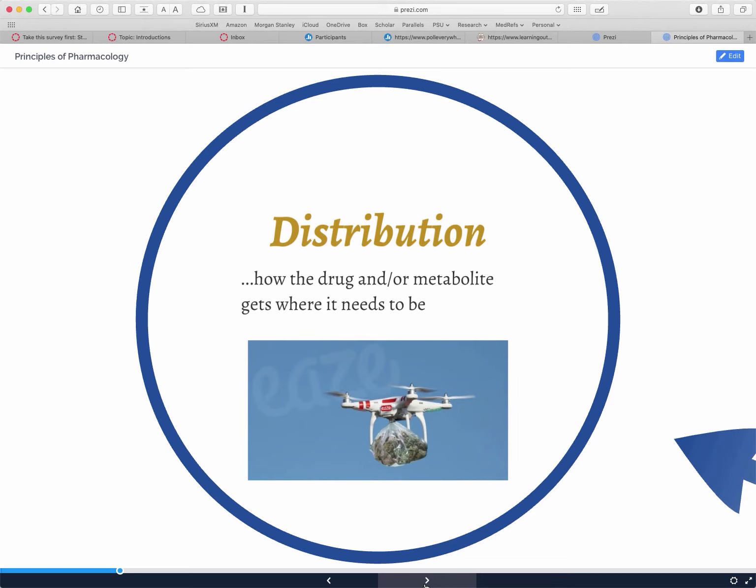One of my favorite questions from a patient one time was, so I take this pill, this cholesterol pill, and it goes into my body, but how does it know where to go? I just thought that was kind of an interesting question. I had never thought of it that way before. Well, that's distribution, right? How does that pill know where to go?